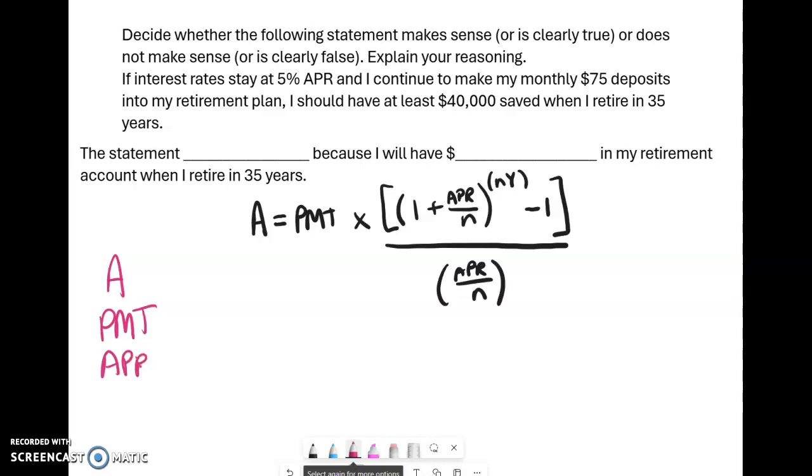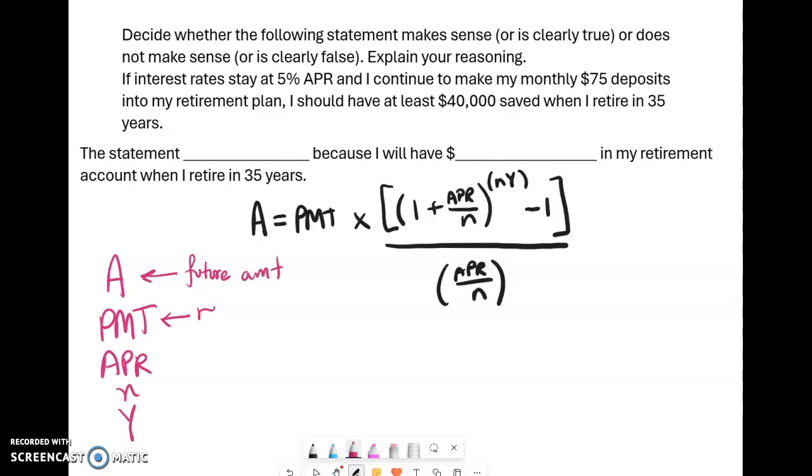Some of them are repeated, right? I see APR in 2 places. I see N in 2 places. And I see Y. But total there are 5 variables. What do they each stand for? This stands for the future amount. How much will I have at the end of so many years?